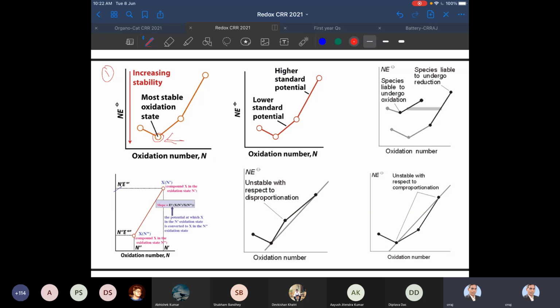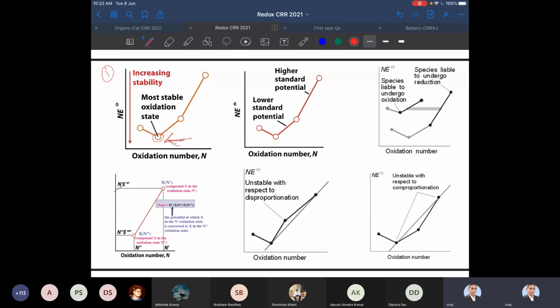The stable oxidation state. So further we can understand from this diagram, say for example, the chemistry of this species we can study. I will give some examples later on. Okay, that's number one. From top to bottom, what is happening? The stability of the oxidation state increases. You don't need to bother about anything.